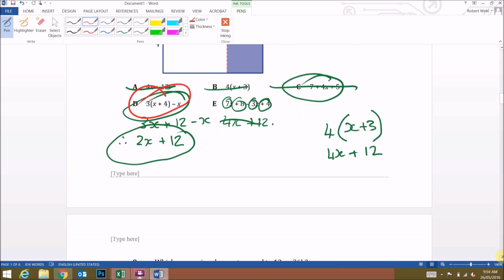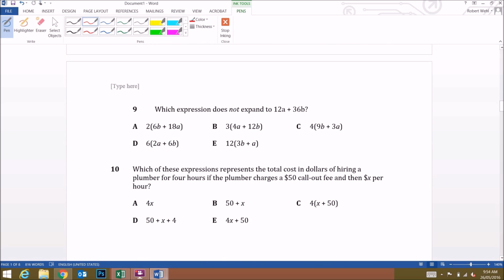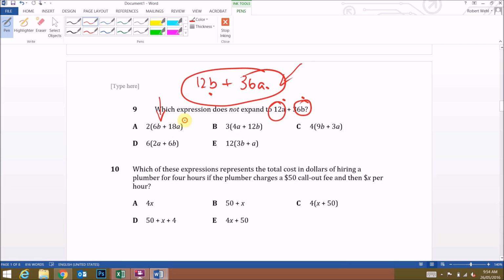Okay, question 9. Which expression does not expand to 12a plus 36b? So we have to multiply everything inside these brackets by 2. So we end up with 12b plus 36a. I think that's our answer, straight up. Because they're looking for 36b and 12a, and this one's the other way around. We've got 12 bananas here, 36 apples here, compared to 12 apples and 36 bananas. So this one is our answer.